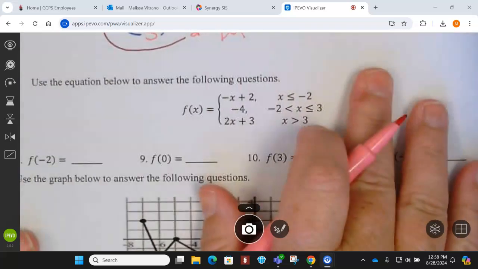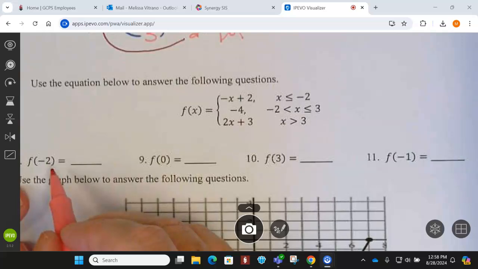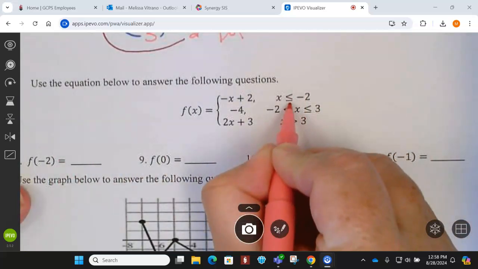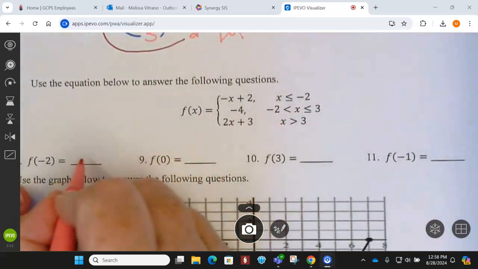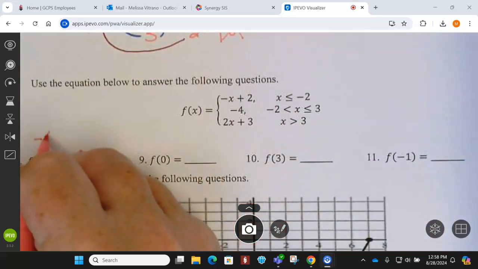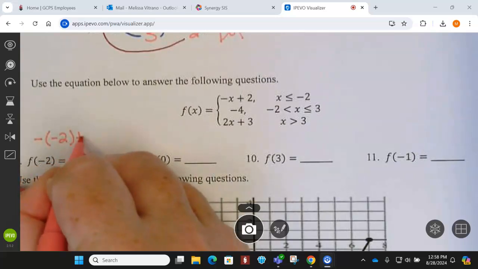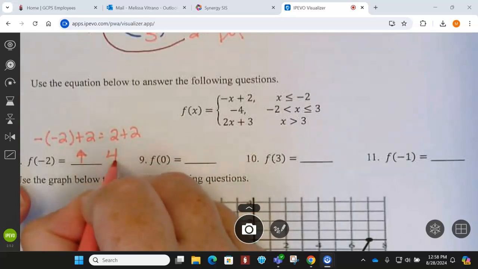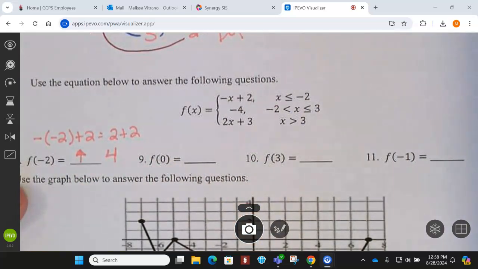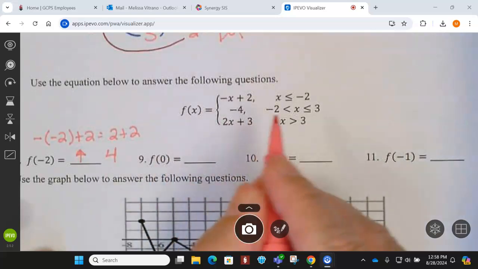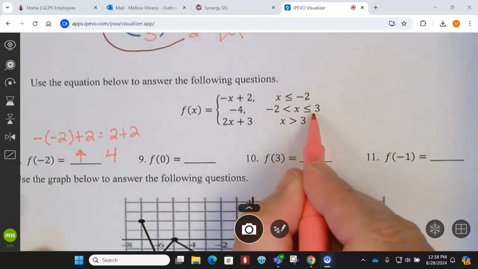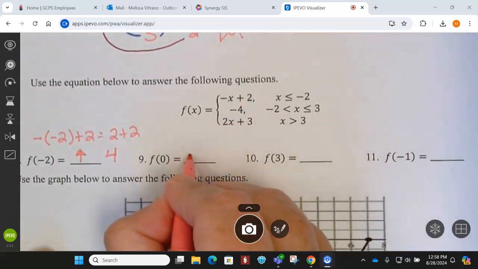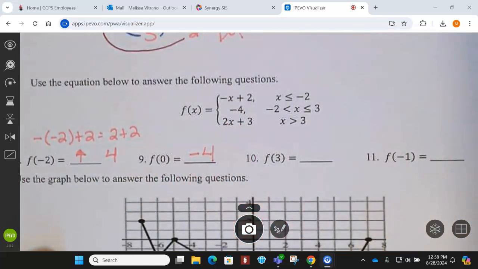Now coming down to here, -2. So we have 2 -2 back here, but we want the one with the equal sign. So here's the equal sign. So this will be -2 plus 2, which is just 2 plus 2. So the answer is 4. 0. 0 falls between -2 and 3, right? Because it goes right here in the middle. There is no x, so my answer is just -4.